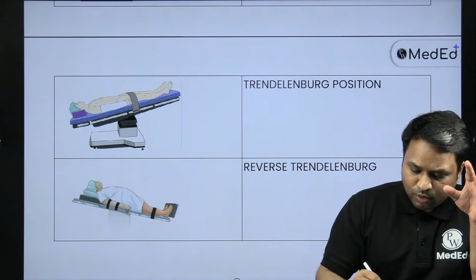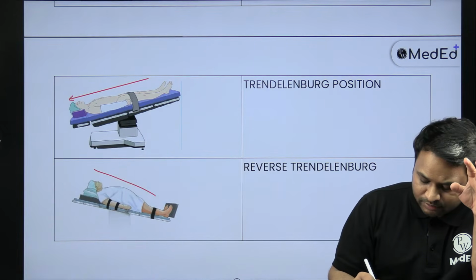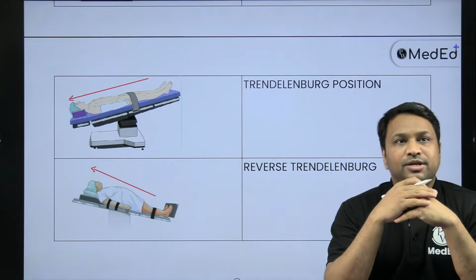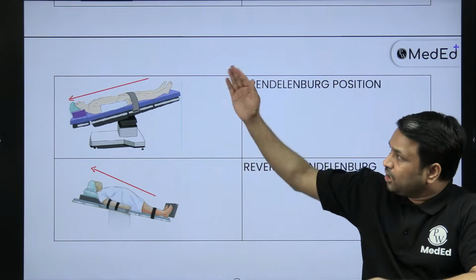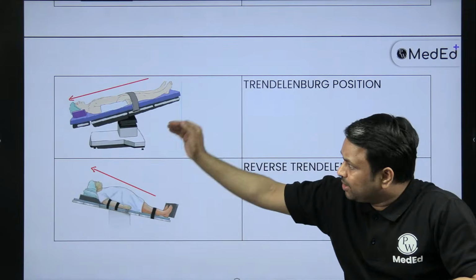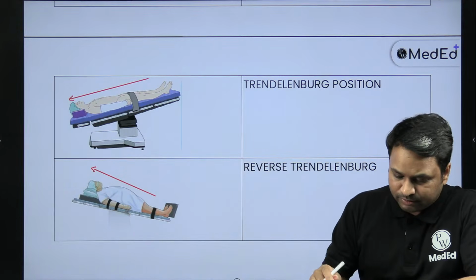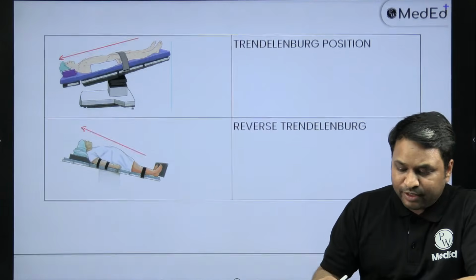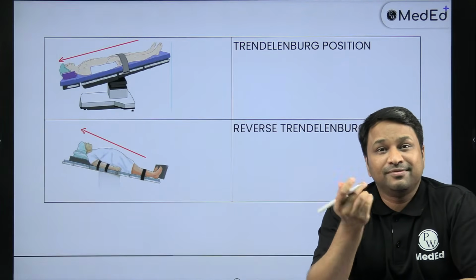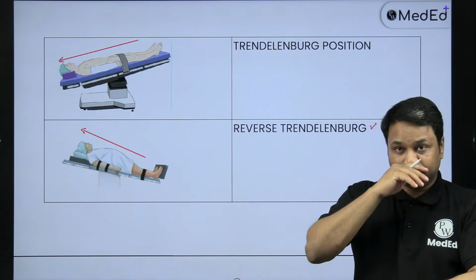Now, if the head goes down, it is Trendelenburg. If the head goes up, it is reverse Trendelenburg. So, in supine position, these are the modifications. You put the head down, like a slanting position with the head pointing down, it is Trendelenburg. If the head goes up, it is reverse Trendelenburg, right? Now, whenever you have a risk for air embolism, which position would you use? Always reverse Trendelenburg. I want the air to rise up.